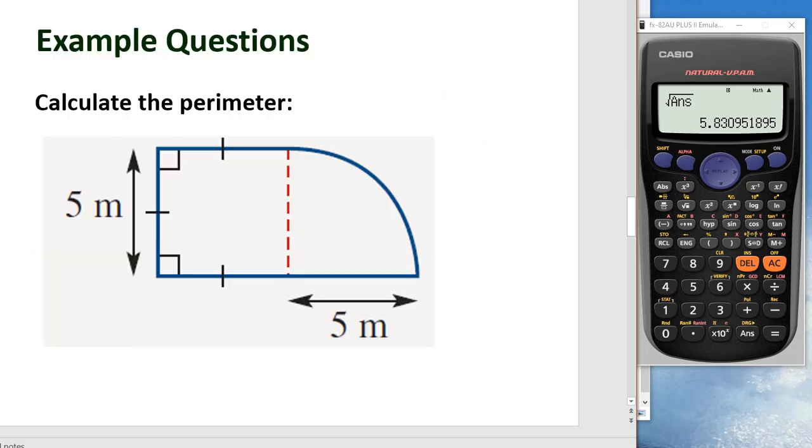Last example, you've got this square onto a half shape. See if you can do that yourself. Just pause the video and have a crack, and I'll come back with the answer.